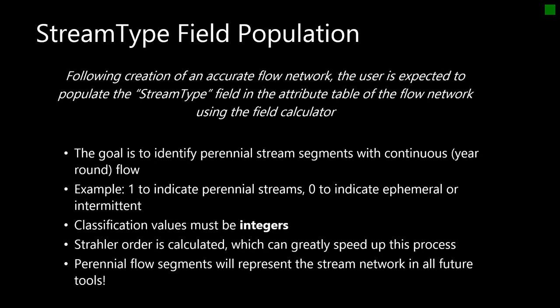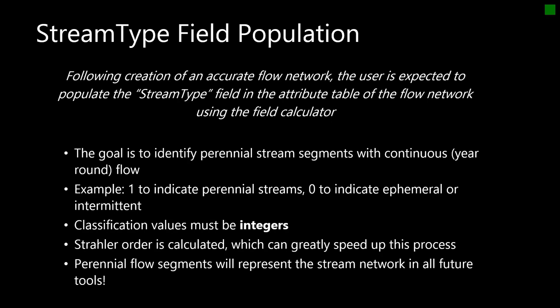different process. So what we'll be doing in this step is going to the StreamType field of either flow network we choose, either area threshold or Pike-Douglas, and then assigning a value. For example, you could use 1 to indicate perennial streams and then keep the zeros to indicate your ephemeral or intermittent streams. It's important to note that the classification value must be an integer.